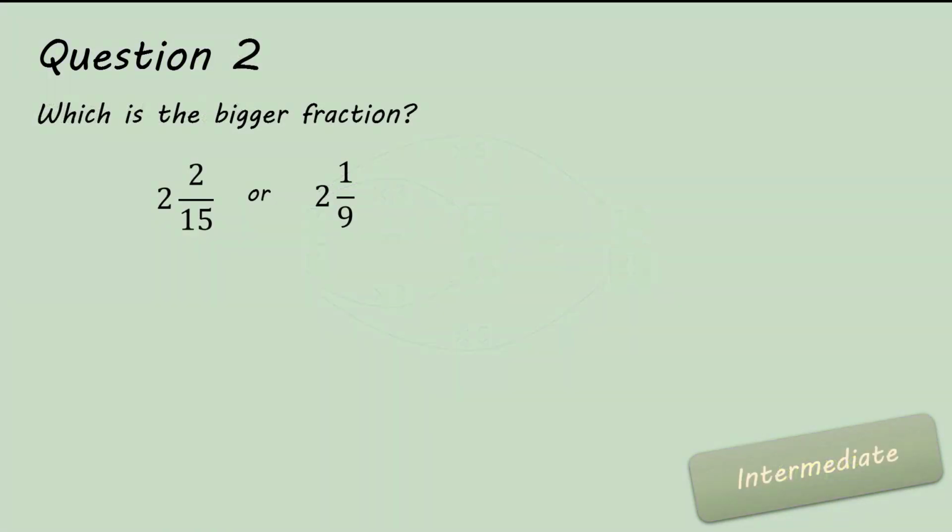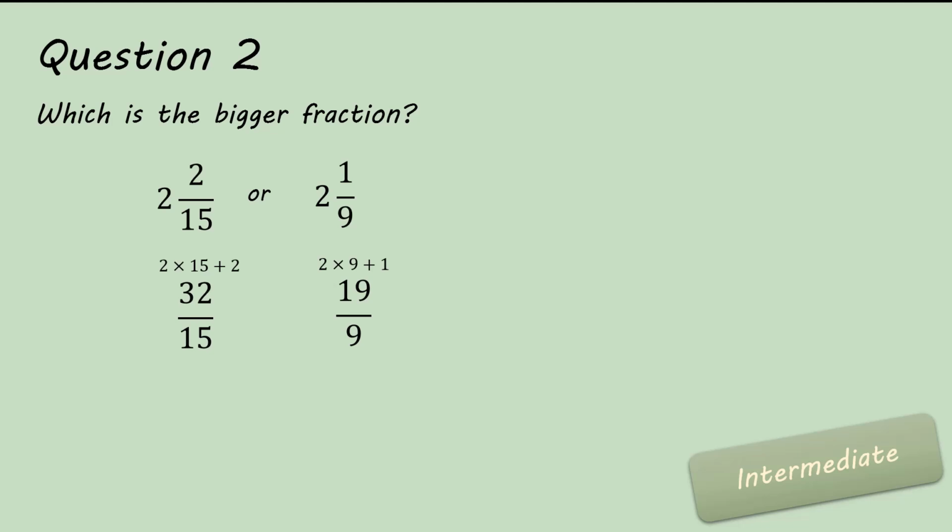Question 2. Which fraction is bigger, 2 and 2 over 15 or 2 and 1 over 9? Let's first convert both of these mixed numbers into improper fractions. 2 and 2 over 15 is 2 multiplied by 15 plus 2, which is 32, so 32 over 15. 2 and 1 over 9 is 2 times 9 plus 1, which is 19, so 19 over 9. Let's find the equivalent fractions with the same denominators so we can compare them. The LCM of 9 and 15 is 45.